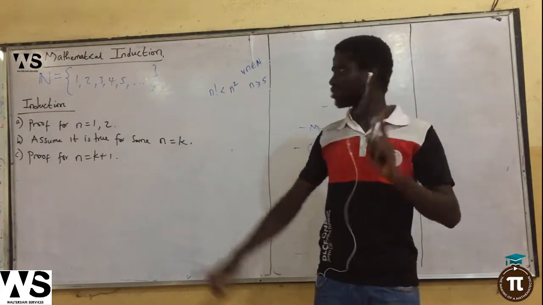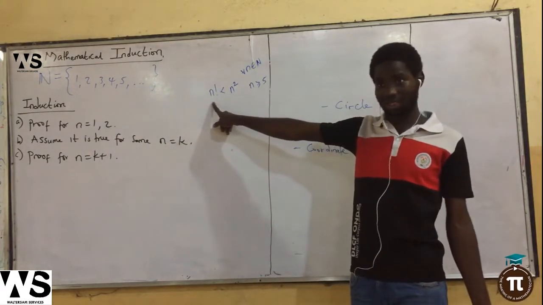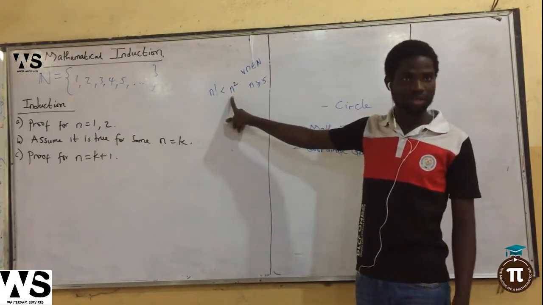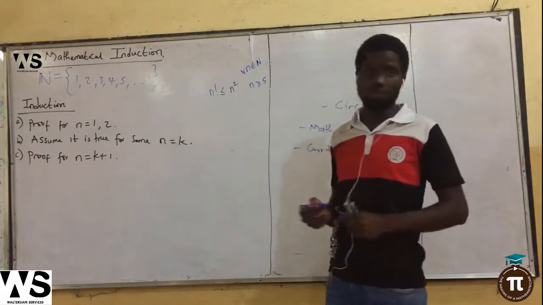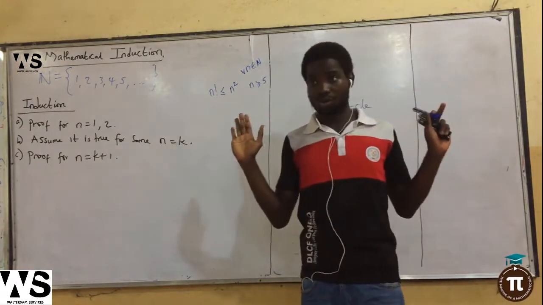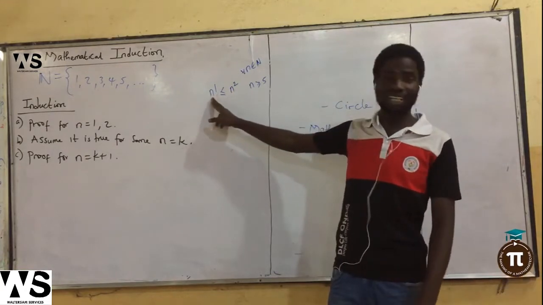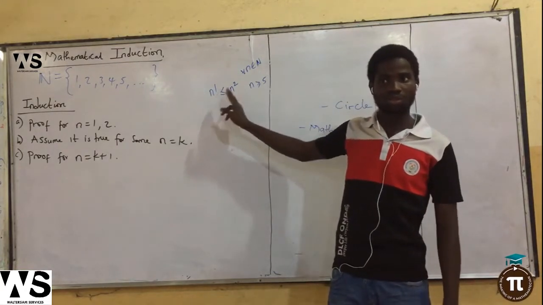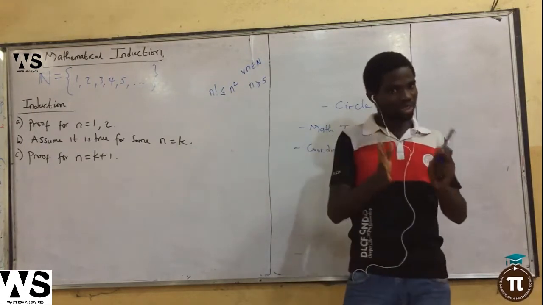When you check, 1 factorial is what? 1, right? 1 squared is still 1. Let me do it this way, we say equality holds, right? Check 2. 2 factorial is 2. 2 squared is what? 4. 2 is less than 4, right? You see what I'm saying?